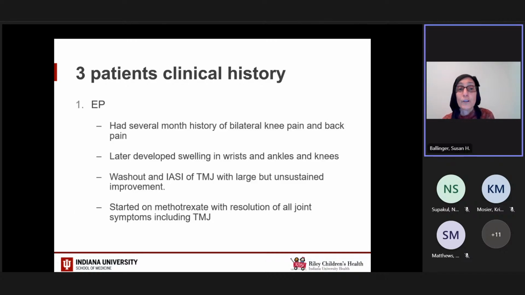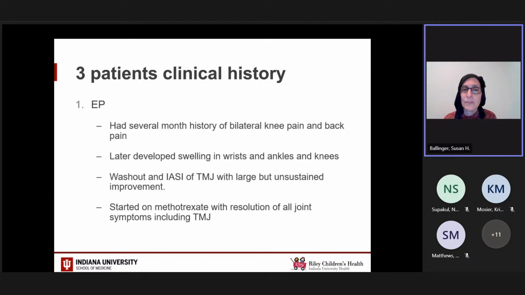When we first saw her in clinic, she had a several month history of bilateral knee pain and back pain. She had actually presented to pediatric rheumatology clinic first. It wasn't clear what her underlying diagnosis was, but in the course of her disease, she developed swelling in her wrists, ankles, and knees. Her initial imaging showed inflammation of the TMJ. That, along with her other joints being involved, gave her a diagnosis of polyarticular JIA. She was rheumatoid factor negative.